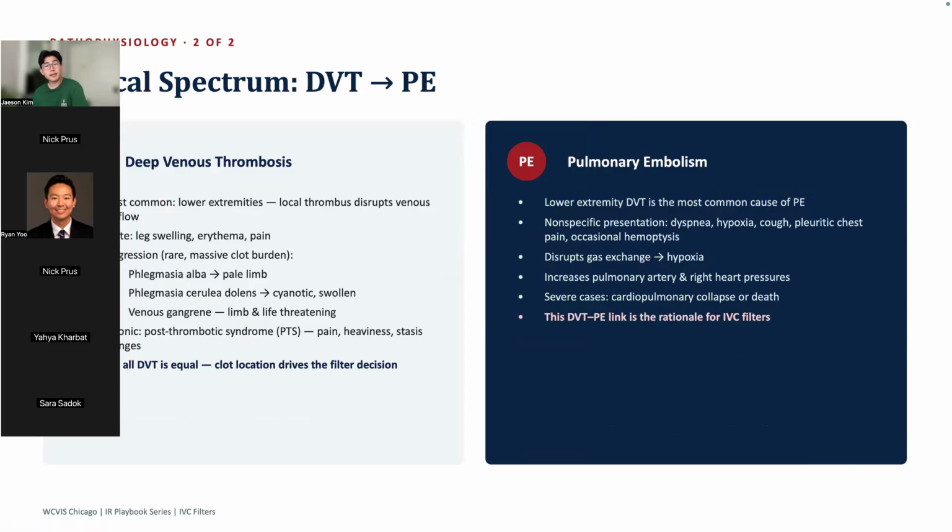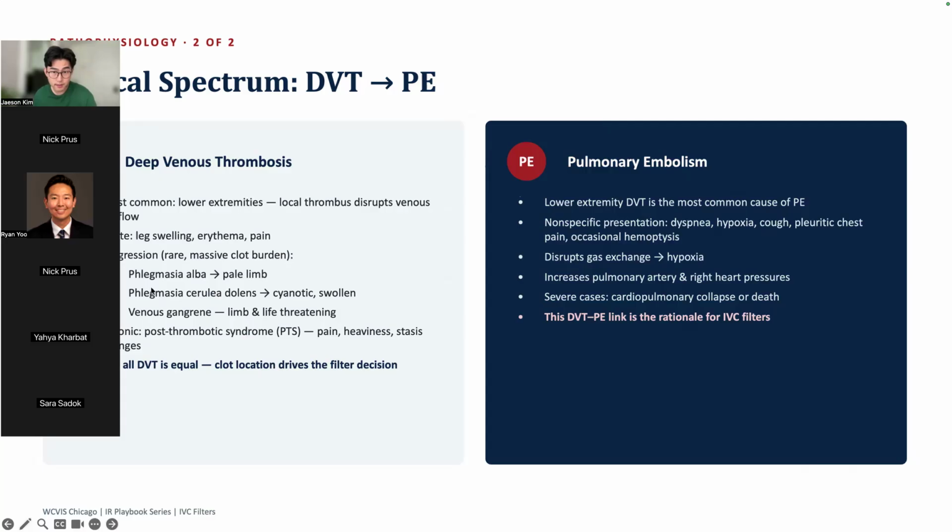Okay, so let's take a look at the two ends of the spectrum a little bit more closely. On the left side here, we have DVTs. Again, it usually happens in the legs, where the clot blocks blood from draining out of the limb, and the patient gets a swollen, red, painful leg. And then there are these other rare but dramatic versions worth knowing about. If a clot burden is really massive, the blockage can get bad enough that it starts to choke off the arterial supply too. And so the limb turns pale at first, then turns swollen and bluish, and in worst case scenarios, it progresses to gangrene that can threaten the limb and the patient's life.